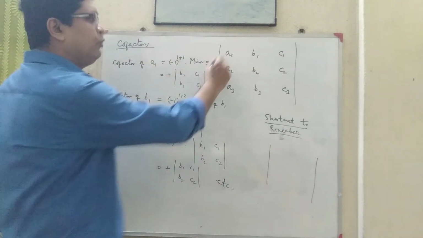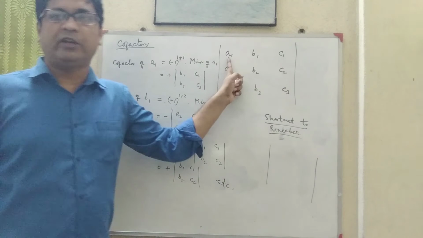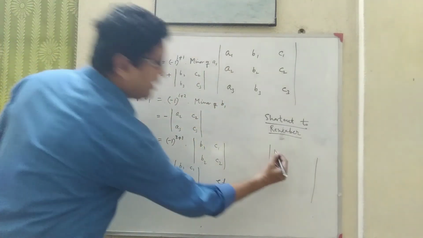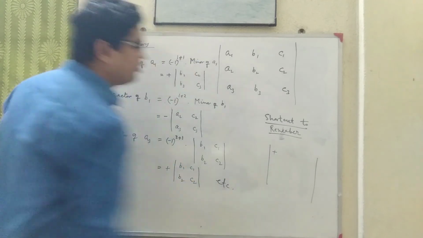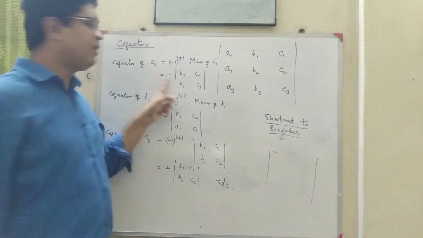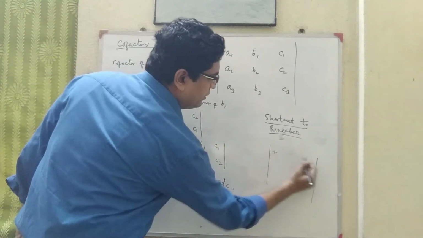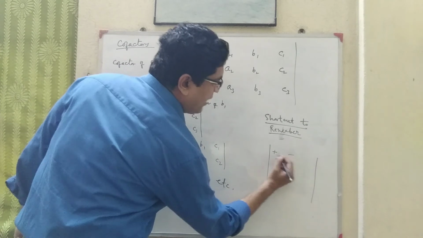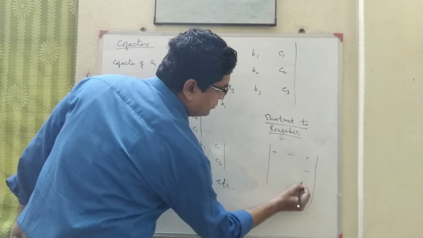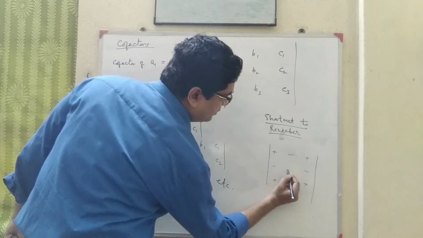The rule is you start from the top left hand corner element. Top left hand corner element means A1, so the sign of the cofactor of A1 will always be plus. After that, in a chain you have to go plus, minus, plus, then minus, plus, minus, plus, minus, plus.